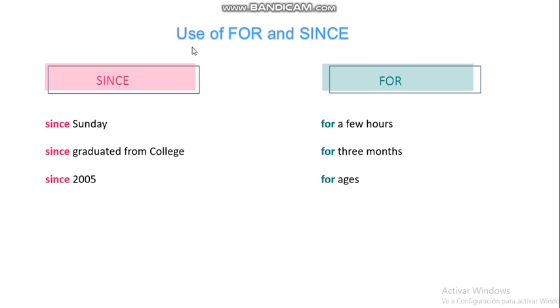When do we use for and since? For example, since: we say since Sunday, since I graduated from college, since 2005. The examples for: for a few hours, for 3 months, or for ages.